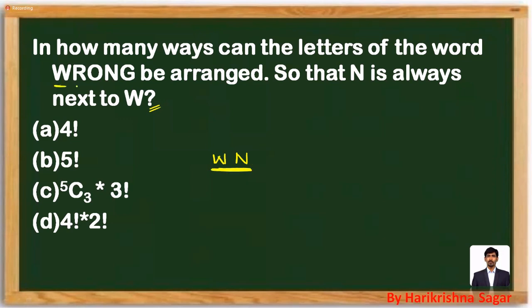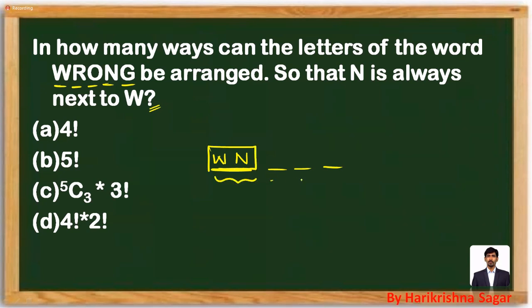In WRONG, how many letters are there? Basically, WRONG has five letters. So there are another three letters left over. N is always next to W, that means W and N are together. So treat it as one unit.